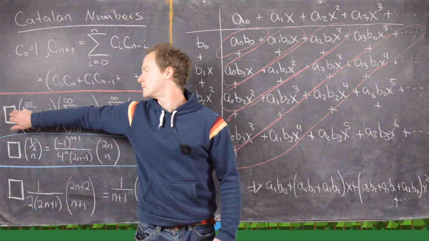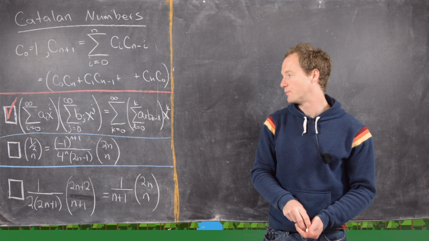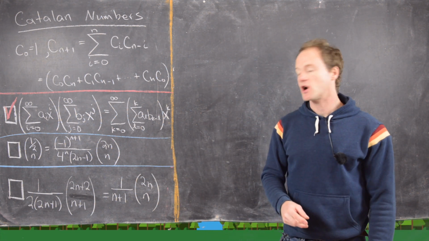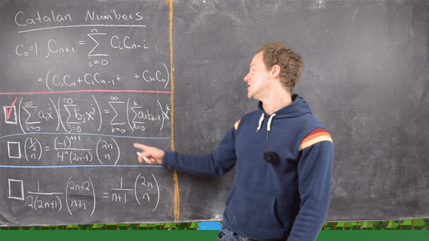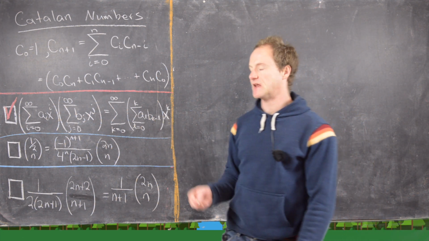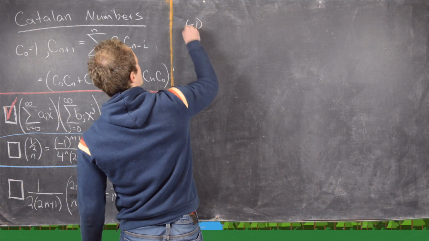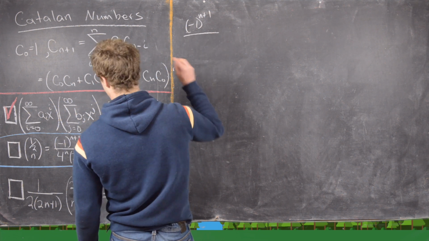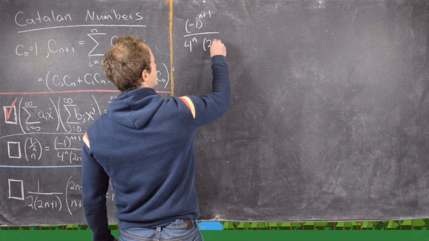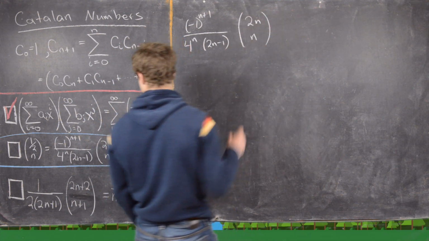Now we're ready to move on to the next one. Okay, so now we're going to move on to the second bullet point that we need to prove. And we're going to do this by starting at the right-hand side, using the definition of the binomial coefficient, and then simplifying it until we get the left-hand side. So let's start with minus 1 to the n plus 1 over 4 to the n times 2n minus 1, and then we have 2n choose n.